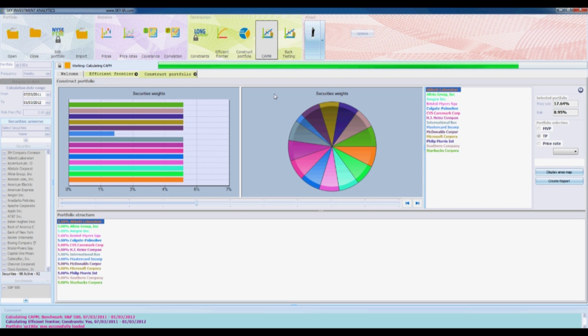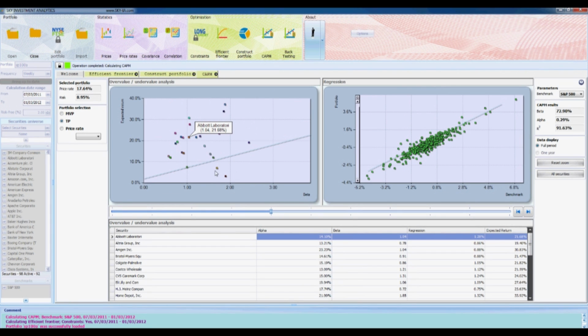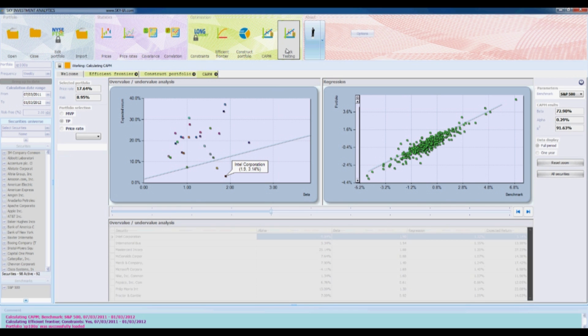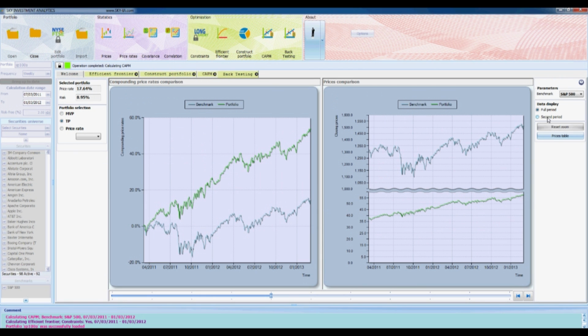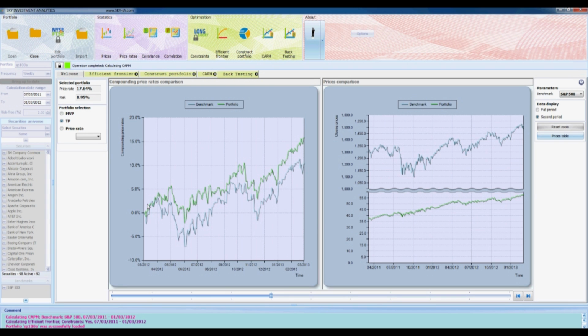Here we see the CAPM analysis. Notice that Microsoft Corporation and Intel Corporation are overvalued and are still in the optimal portfolio. And backtesting, this is the performance between March 2012 until today. We outperformed the market. Notice that we outperformed the market all this time.